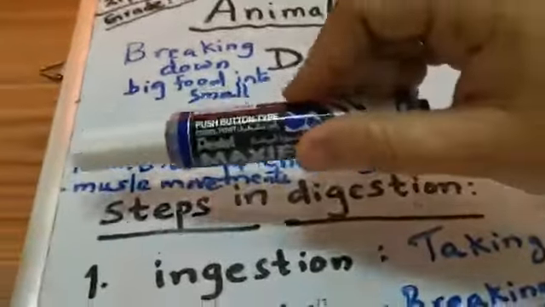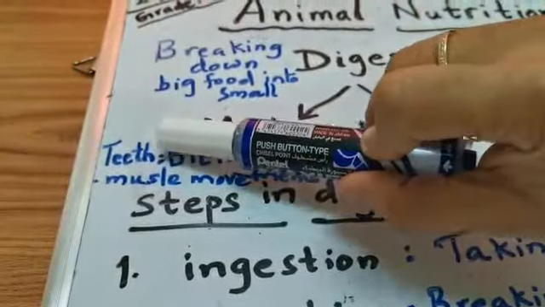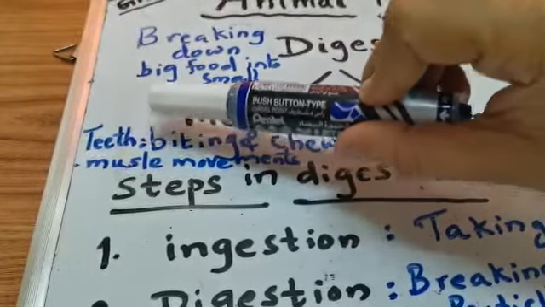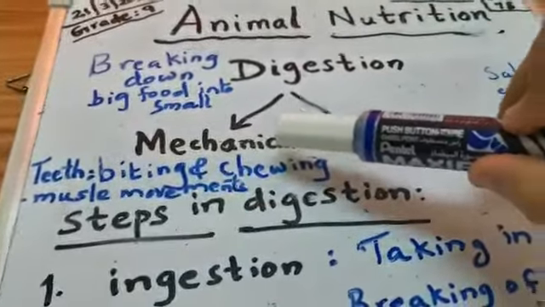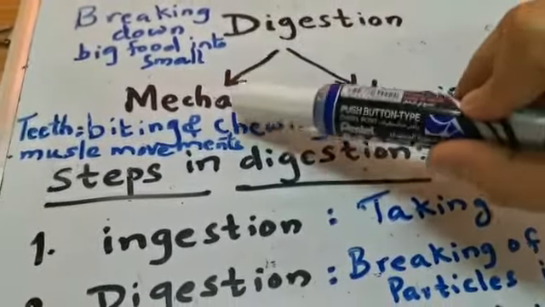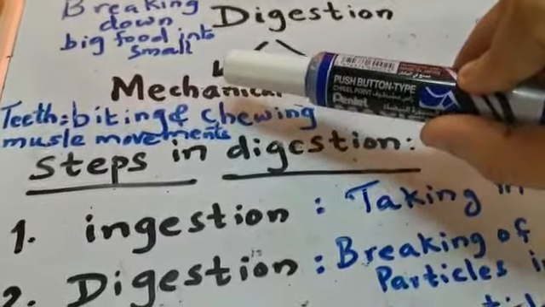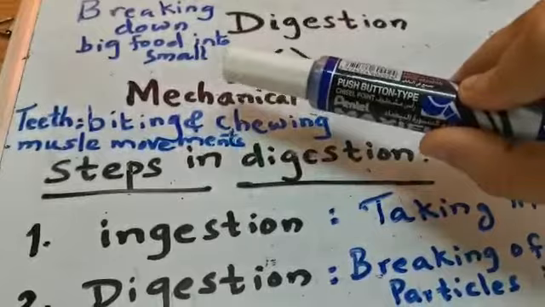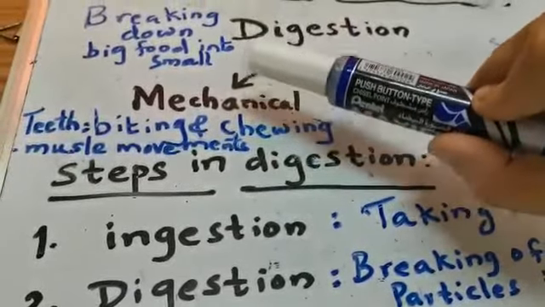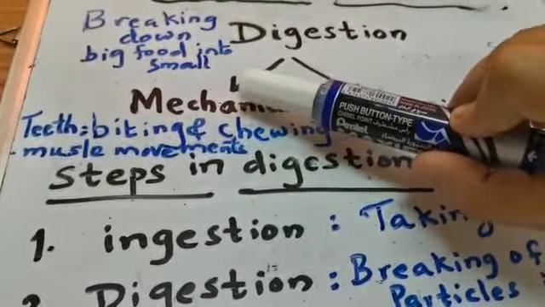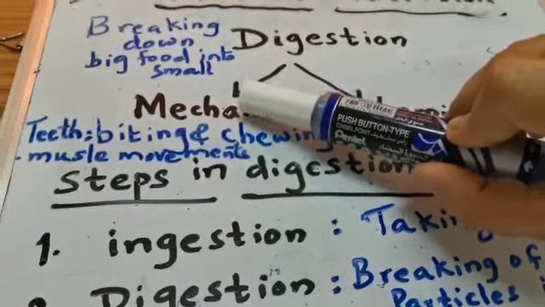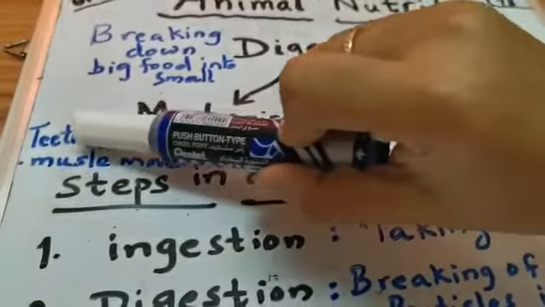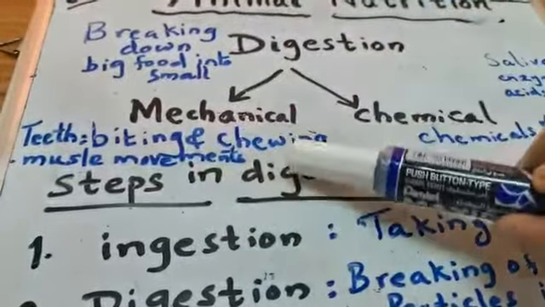For example, here you can see teeth. If you are putting your food into your mouth, the teeth help that food to bite and chew, right? If you are taking in any food, first you will start biting and chewing that food. That is called mechanical digestion. The major part of the mechanical digestion happens inside your mouth itself with the help of the teeth, biting and chewing.